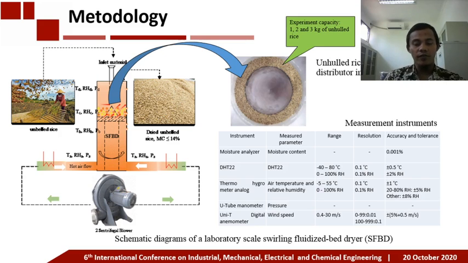For measurement, we have some measurement instruments. There is a moisture analyzer for moisture content. We have a DHT22 for temperature and relative humidity in the drying chamber, and we have an analog thermohygrometer for ambient air temperature and relative humidity, and we have a U-tube manometer to measure pressure in the drying chamber and in the plenum.